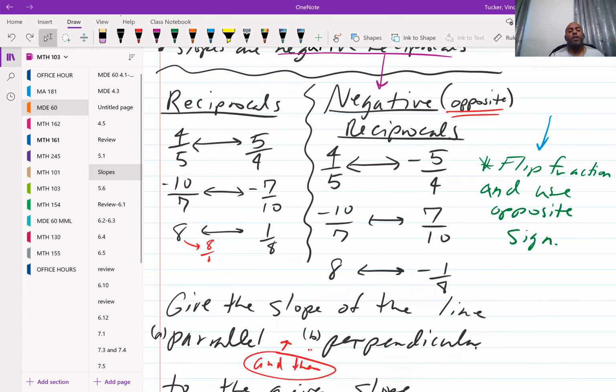All right, so the next exercise under this is just going to further establish what it means to be a line that's parallel to another versus perpendicular to another. It says to give the slope of the line that's parallel, then give the slope of the line that's perpendicular.